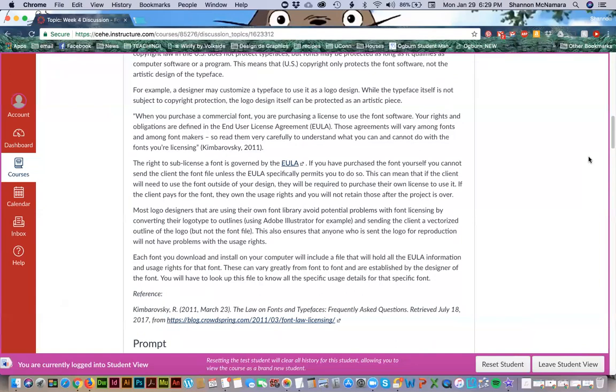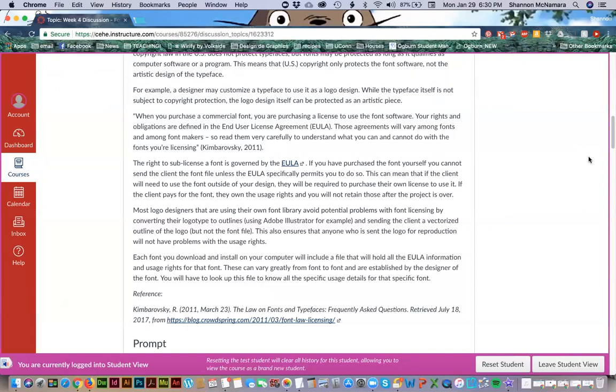The right to sublicense the font is governed by the EULA. If you purchase the font yourself, you cannot send the client the font unless the EULA specifically permits you to do so. So that means that if our company purchased that font to use for those UPS Store ads, but Joe, the UPS Store guy, says, hey, can you just send me a copy of that font? I can't do that if my end user license agreement says that I can't share that font. He would need to purchase his own license of it. So that's what that means.